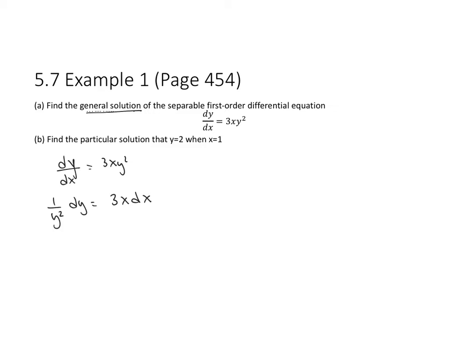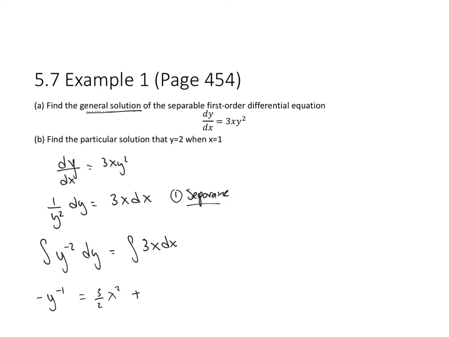So after I separate, my first step is always separate. And remember, it's important that I separate and I put all my y's on one side and all my x's on the other. My next step is going to be to integrate. So I add 1 to my exponent, I get -1, and I multiply by -1 as well. And then I do the power rule again for this, so it's 3 over 2 x squared plus c.